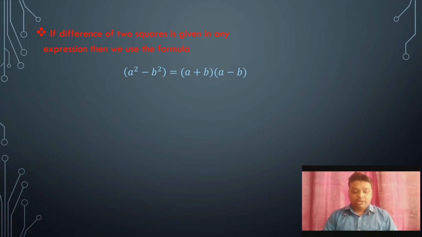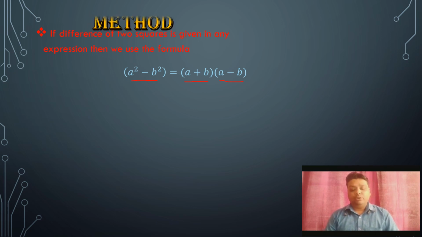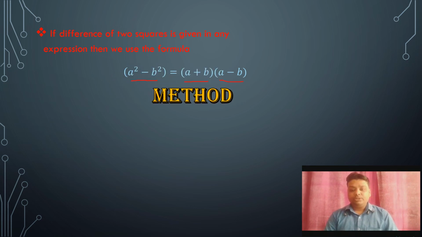Okay, so here, students, you can see that it is one identity: a square minus b square is equal to a plus b and a minus b. It means if two terms are given in any expression, and the first term and the second term are both the square of some number, then in this case we can apply this formula. Now let's see how we can apply the formula by using this method.